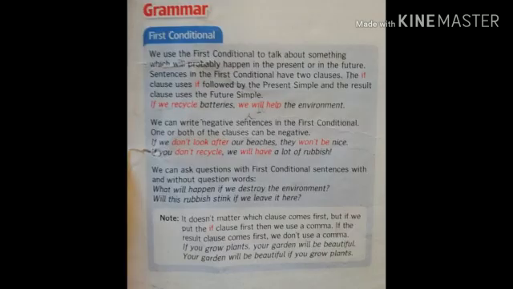The first conditional. We use the first conditional to talk about something which will probably happen in the present or in the future. Sentences in the first conditional have two clauses, the if clause and the result clause. The if clause uses if followed by the present simple, and the result clause uses the future simple. For example, if we recycle batteries, we will help the environment.